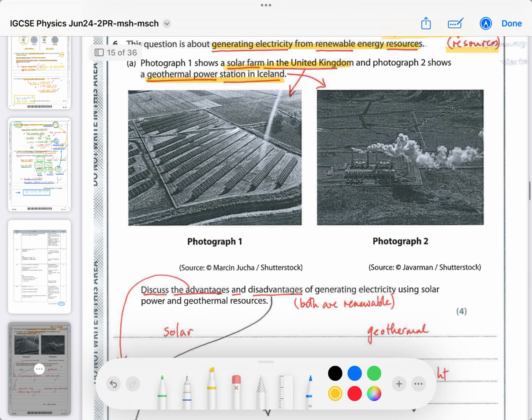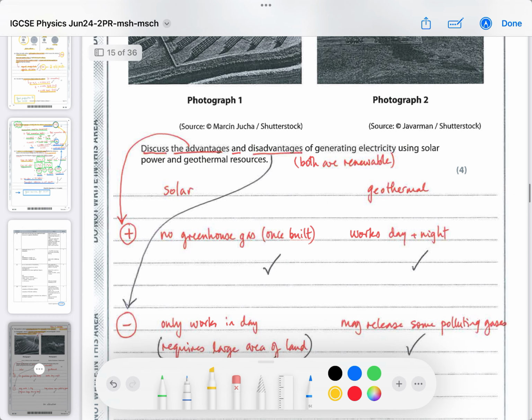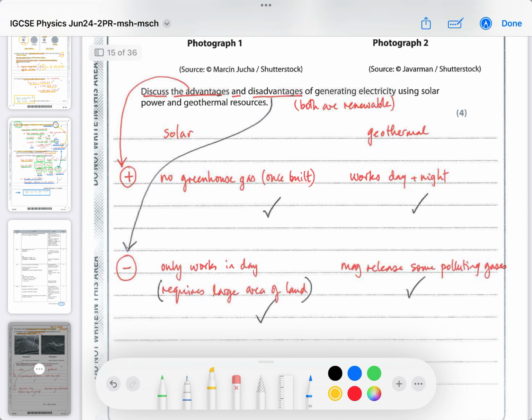So geological reasons. So they want you to discuss, and this is a very common question for this energy resource topic, the advantages and disadvantages of solar versus geothermal. So advantages I've put as a plus, and disadvantages put as a minus. So basically, I've put a grid, 4 marks, and you've got to have 1 point in each grid. So you can see what I've done.